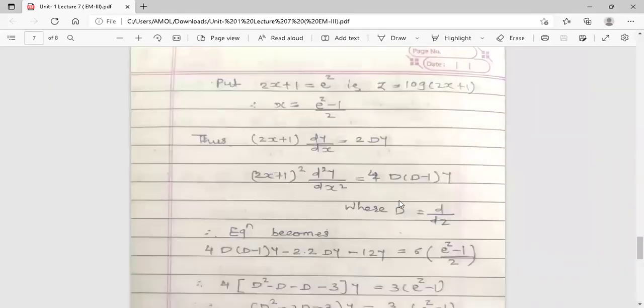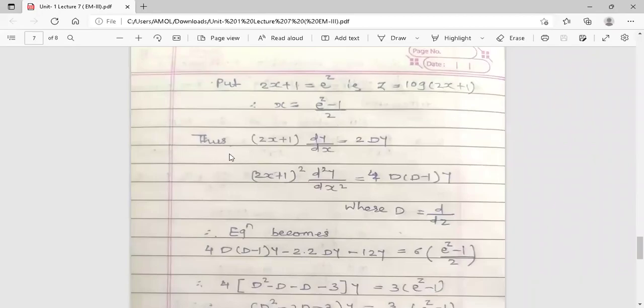Now, how to reduce this differential equation, Legendre's equation, to LDE? The substitution is: put 2x plus 1 is equal to e raised to z, and so z is equal to log of 2x plus 1. Now you find the value of x from 2x plus 1 is equal to e raised to z. So x is equal to (e raised to z minus 1) by 2.